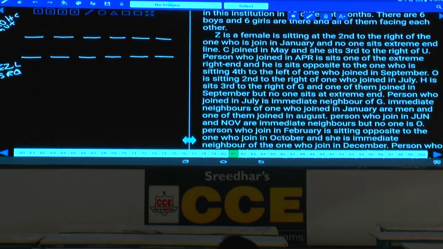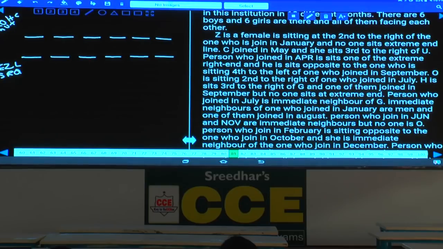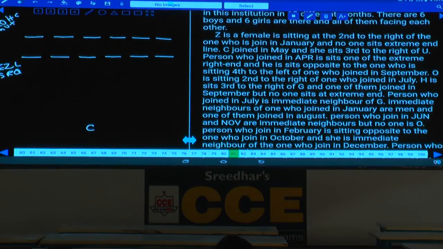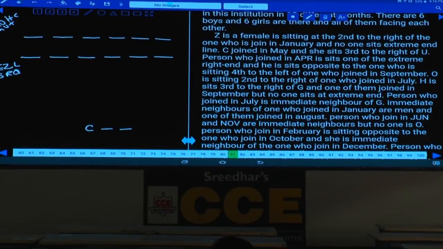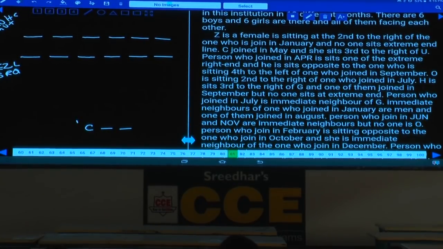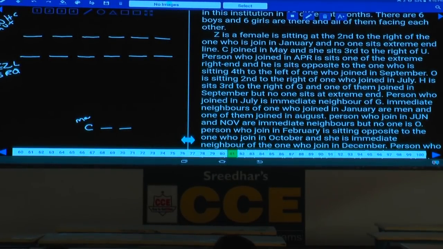C joined in May and she sits third to the right of you. Whatever, this C joined in May and sits third to the right of whom? Sits third to the right of you. C is here, that is the person who is facing towards south. C joined in May, and sits third to the right of whom? Third to the right of you. Isn't it? Because these persons are facing towards south, and south is towards our left hand side. And C joined in May, and C sits third to the right of you.